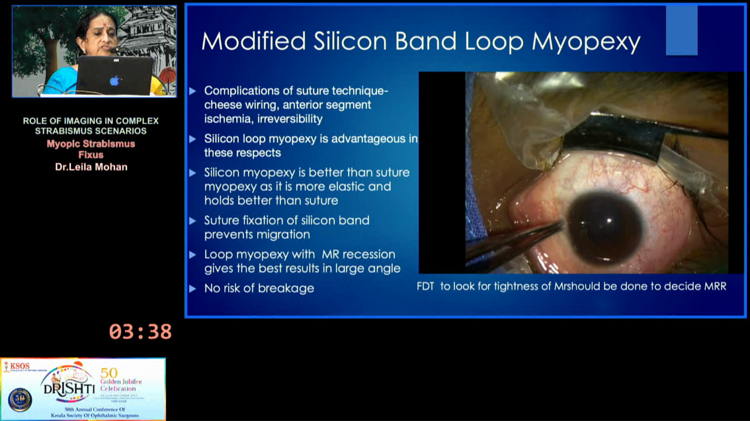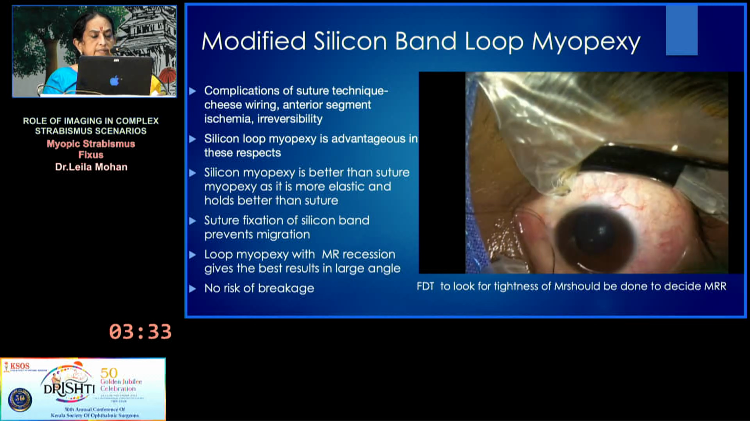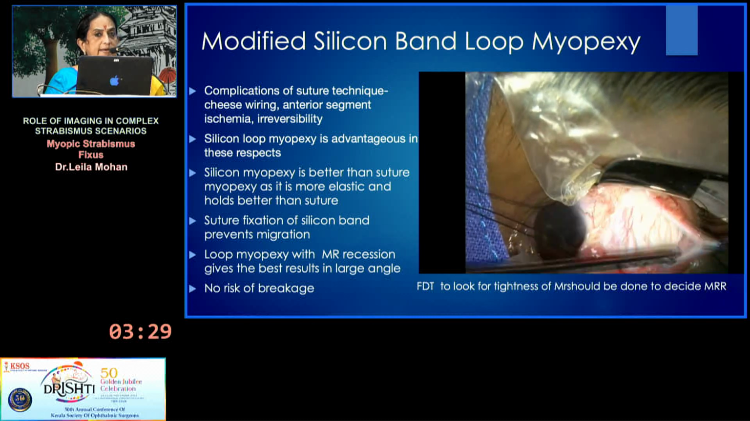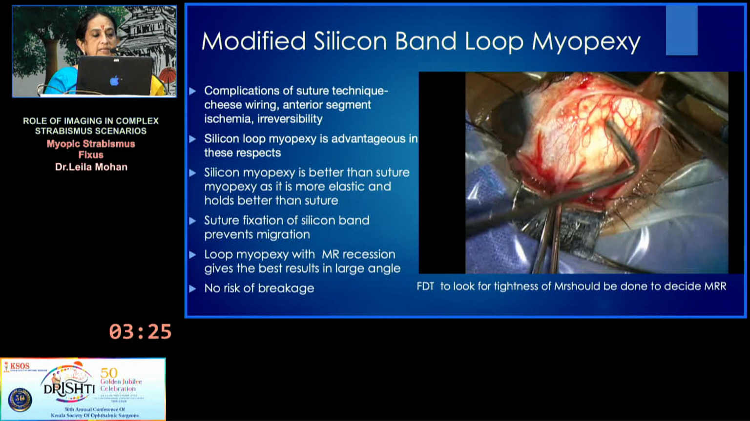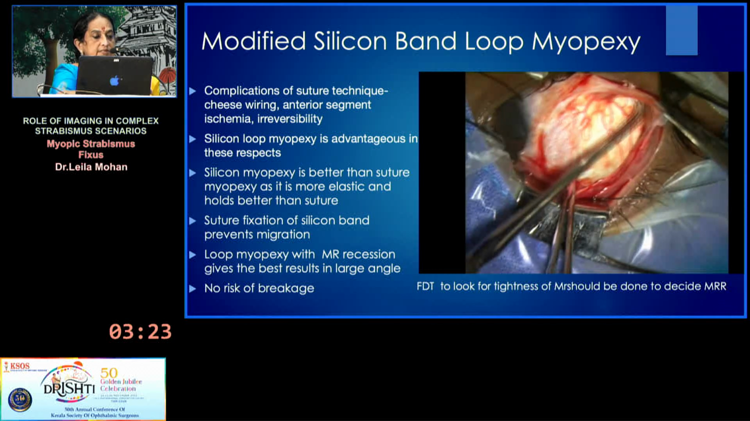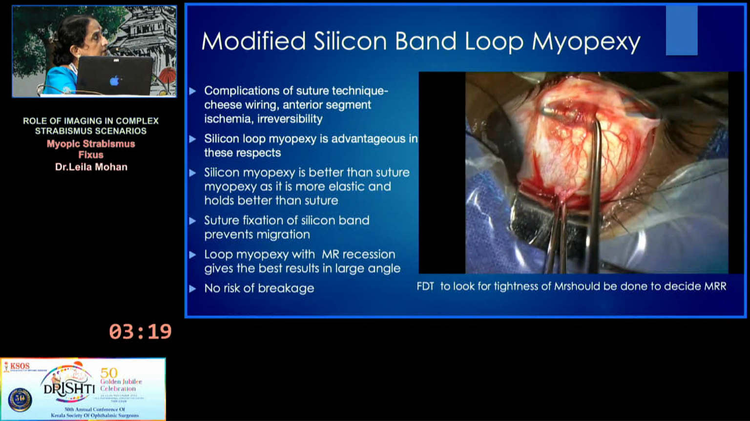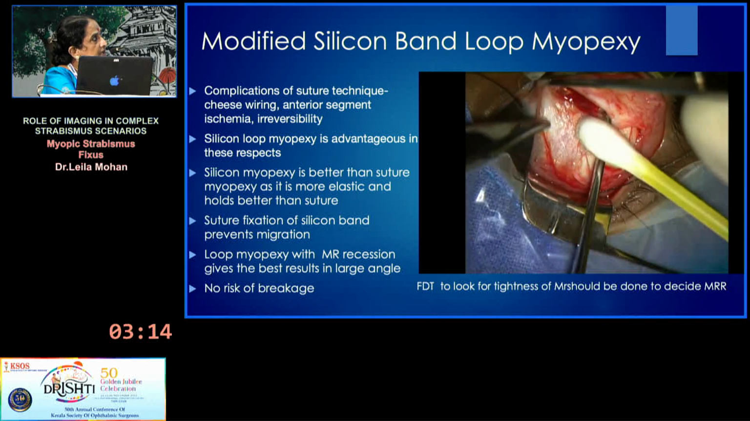So the modified silicone band loop myopexy is now somewhat universally accepted, because the suture technique has the risk of cheese wiring, because the muscles are very tight, and there is also the risk of anterior segment ischemia. You can see when you hook the superior rectus, it is completely displaced medially, nasally.